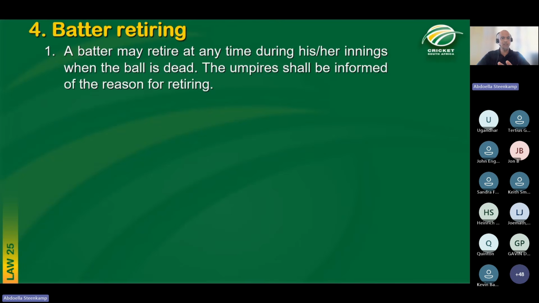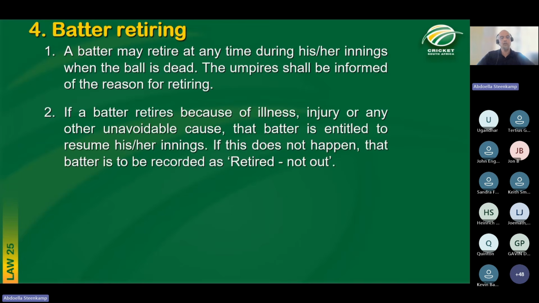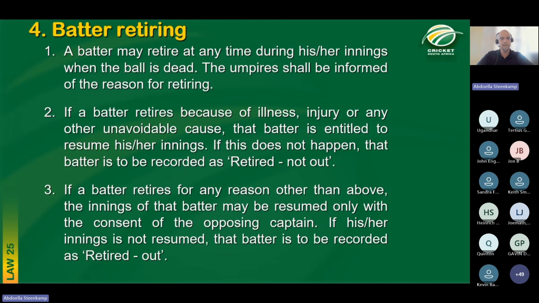As soon as the ball is dead, the batter needs to inform the umpire why they are retiring. Then the law tells us, if the batter does retire because of injury or illness or an unavoidable cause, for example the batter got hit on the finger by a short ball, that's because of an injury, the batter goes off, no issue, umpires to allow it. If that batter doesn't come back to bat later on, that batter will be retired as not out.